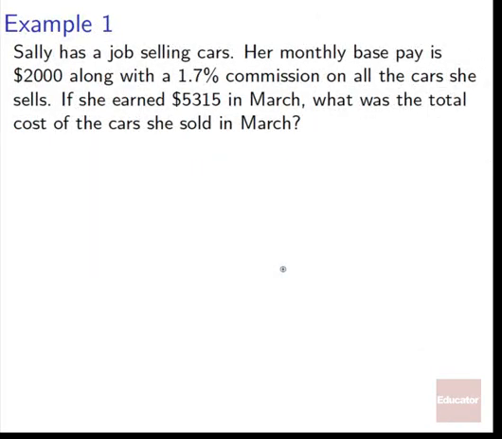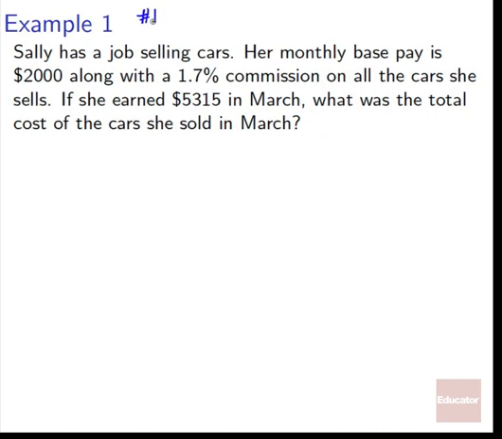All right, let's look at some examples. So, 4-part method. First, understand. 2, set up variables. 3, set up equations. 4, solve the thing. So first off, we need to understand this. So number one, we read through it. Sally has a job selling cars. Her monthly base pay is $2,000 along with a 1.7% commission on all the cars she sells. If she earned $5,315 in March, what was the total cost of the cars she sold in March?